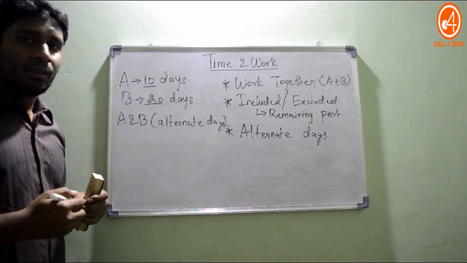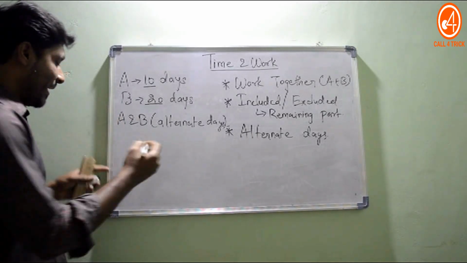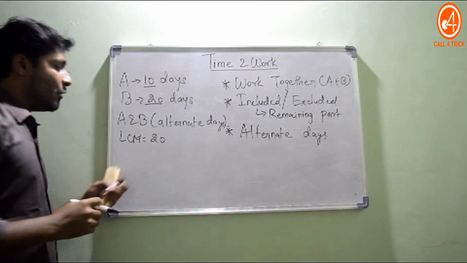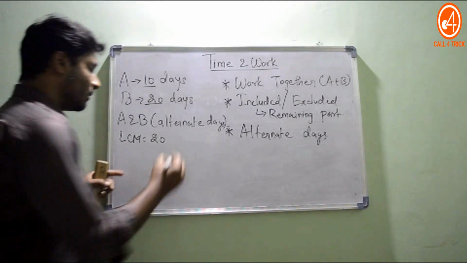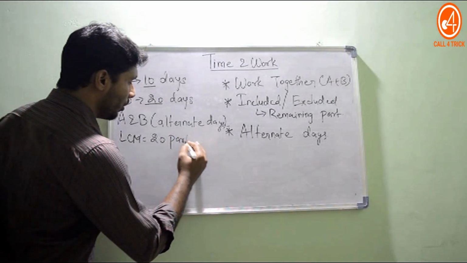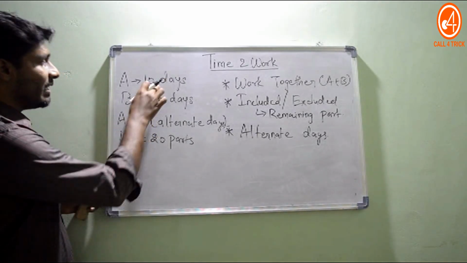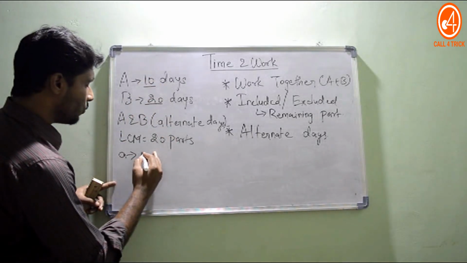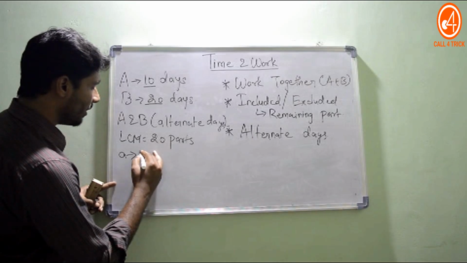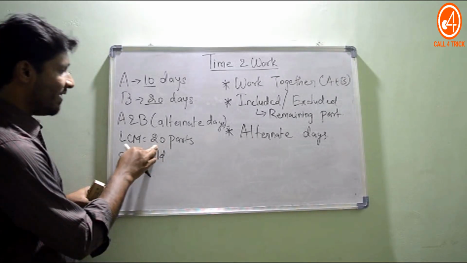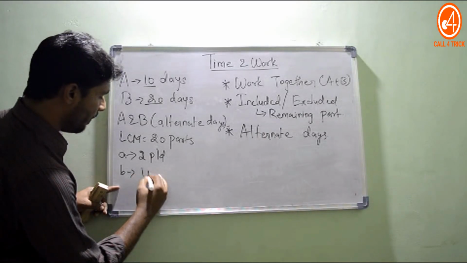How can I solve it? Again the same step. Take LCM. LCM is 20 and the unit of this 20 is parts or units. So 20 parts is my total work to be done, and A's 1 day's work is 20 divided by 10. Sorry, it's 2 parts per day. And B is 20 divided by 20. It is 1 part per day.